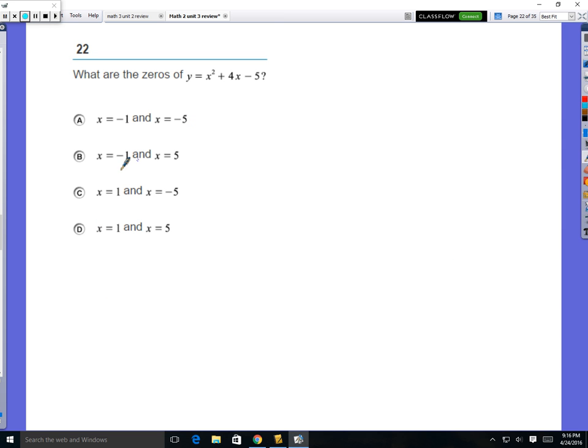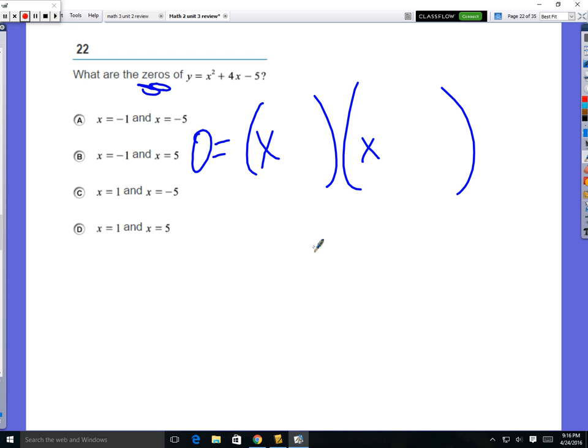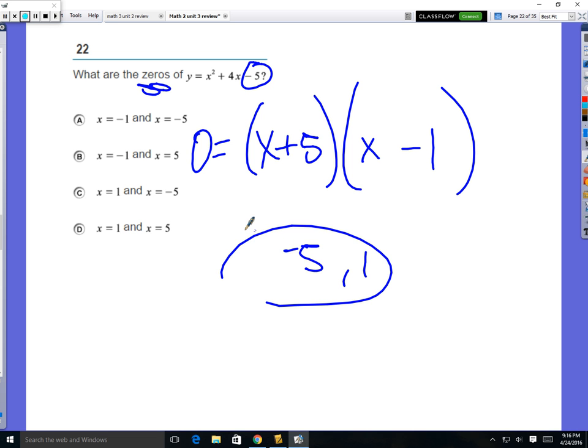22. What are the zeros? They're easy solutions. They're integer solutions, so that means you can factor it. So let's factor this. What times to give a negative 5, adds to give 4, and it equals y. Zeros, let's make that a 0. It's got times to give negative 5, so it is going to be a positive 5 and a negative 1 because it's got to add to give 4. So your zeros are negative 5 and positive 1. So we're going to go C.